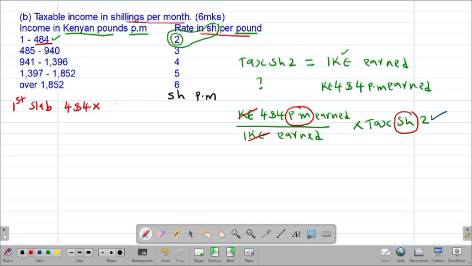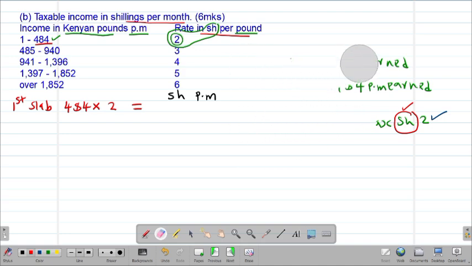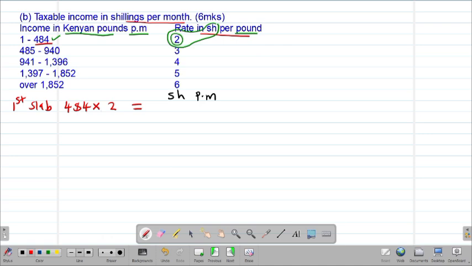So it means that 484 should be multiplied by 2. Then whatever answer we get, it must be in Kenya shillings, then of course per month. So the first value here, you take 484, then you multiply by 2. Your calculator is going to give you 968 shillings. We move to the second slab.